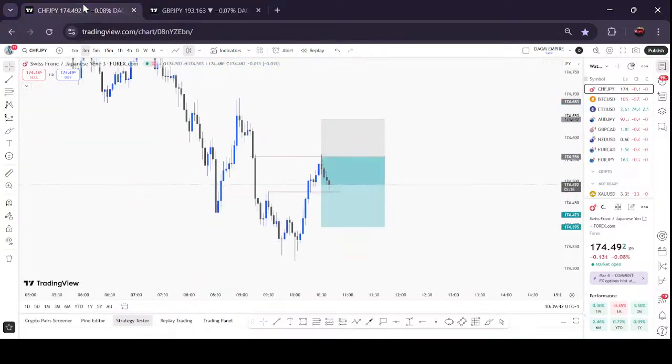GJ is not ready, but CJ is already printing. That's the drill, ladies and gentlemen. I hope you guys are seeing it live.